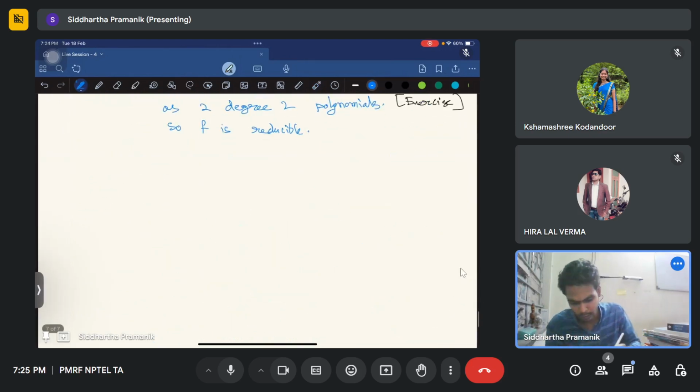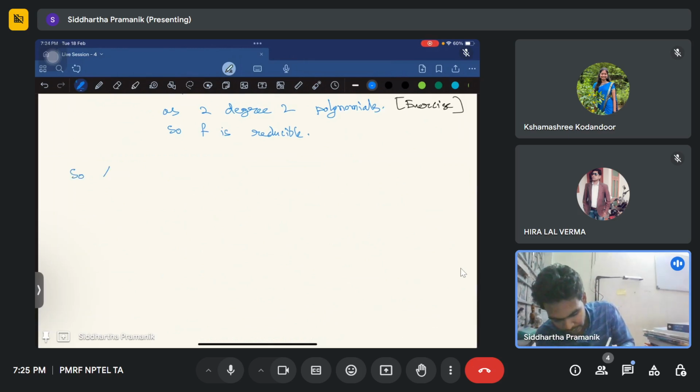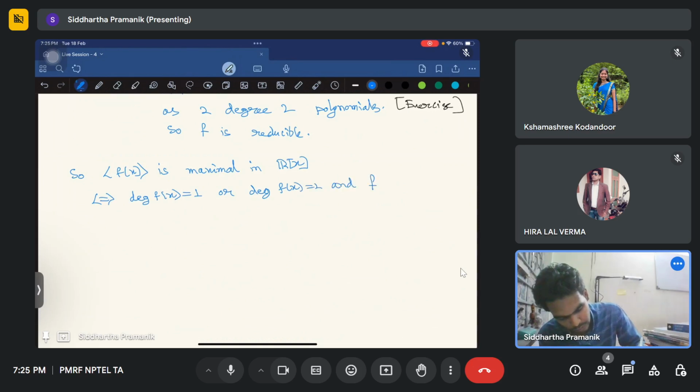So the ideal generated by f(x) is maximal in R[x] if and only if the degree of f(x) is 1, or the degree of f(x) is 2 and f has a pair of complex conjugate roots.